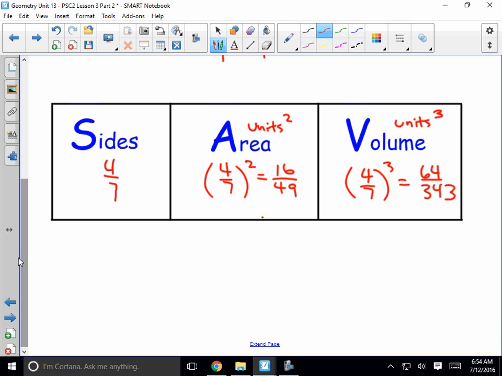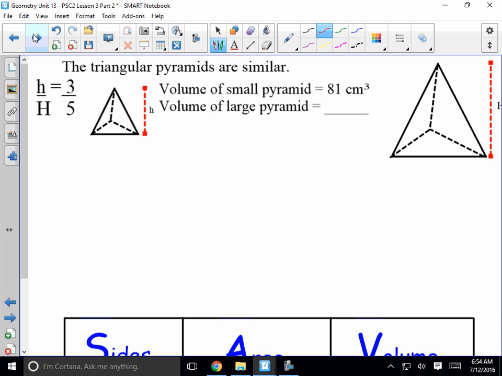Once we know one of these ratios, it doesn't matter which one, we can find all of the others. So if we know side lengths, we square it to turn it into an area ratio. We cube it to turn it into a volume ratio. If we know the area ratio, we can square root it to turn it into a side length, and then we can cube it to turn it into a volume. So there's a lot of manipulation that we can do with these values as we work along.